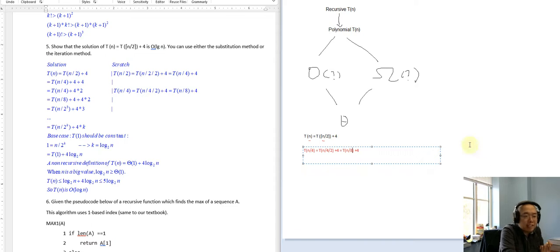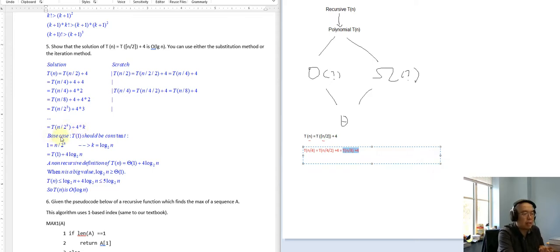After I figure out what T(n/4) is, I'm going to substitute it with T(n/8) plus 4. This gives me T(n/8) plus 4 plus 4 multiplied by 2. Okay, I can keep on doing this forever, but eventually what I want to observe is a pattern. The pattern is Tn equals T(n/2^k) plus 4k. So the question is, where do we stop?